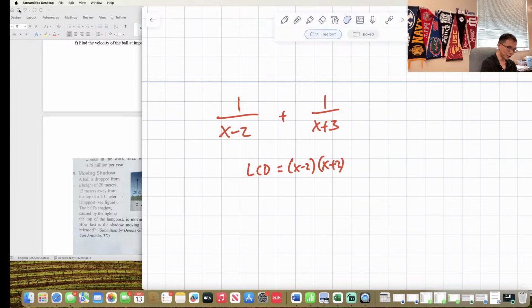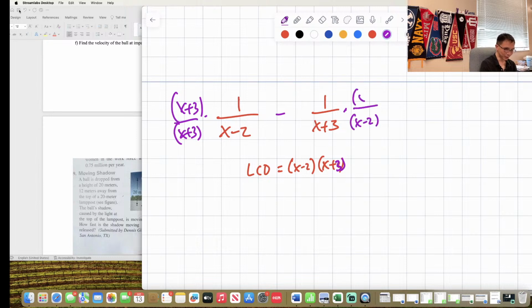Oh, sorry. Let me change it to a negative sign, because I want to change this to a negative sign. I don't like the positive sign because positive is too easy. So, negative sign here. That means I need this side to be x plus 3. And you don't want to cancel anything. And this one is going to be x minus 2 over x minus 2, because if you cancel, you just go back to before.